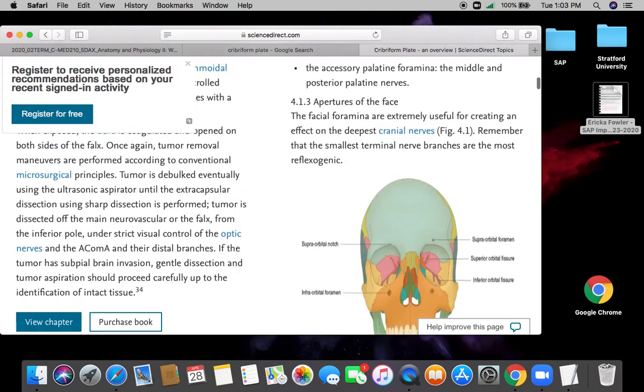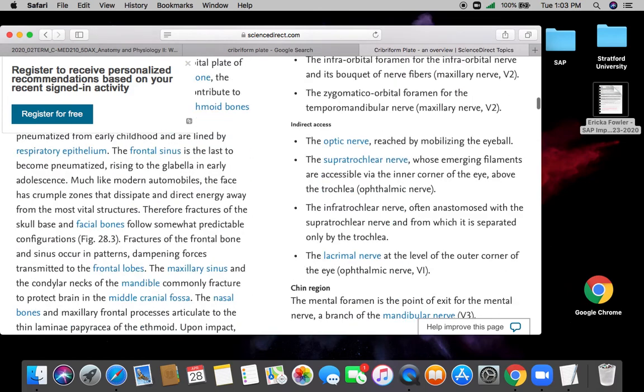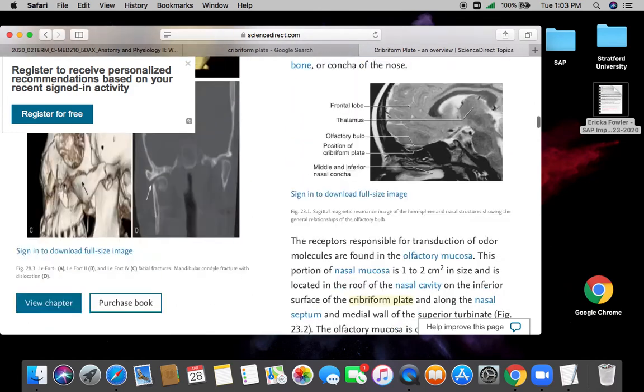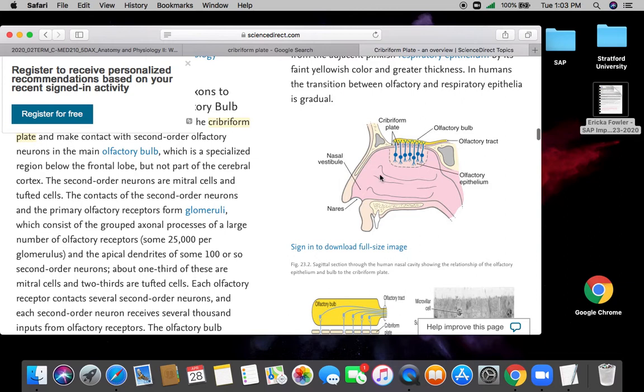Let's see if we can get this picture. Okay, there. So here's the cribriform plate. You see it's very, very thin, and it's got spaces. And this is your brain, and this is your olfactory tract, and your cranial nerve. And of course this is your brain. You could easily see how chemicals can go in here, and then can go right up in there. And that's why you get the effects of drugs that are inhaled or snorted very, very easily.